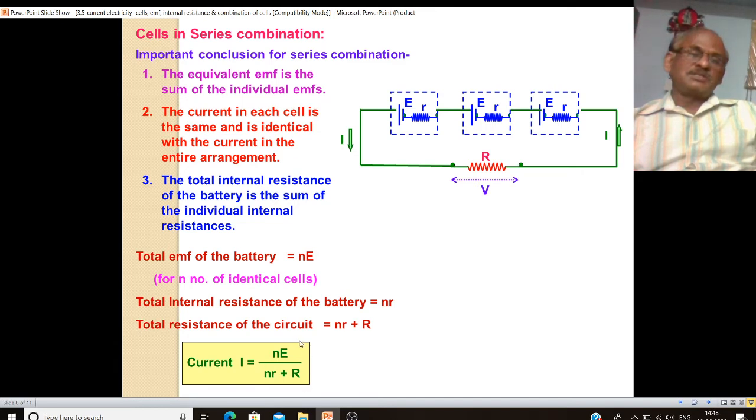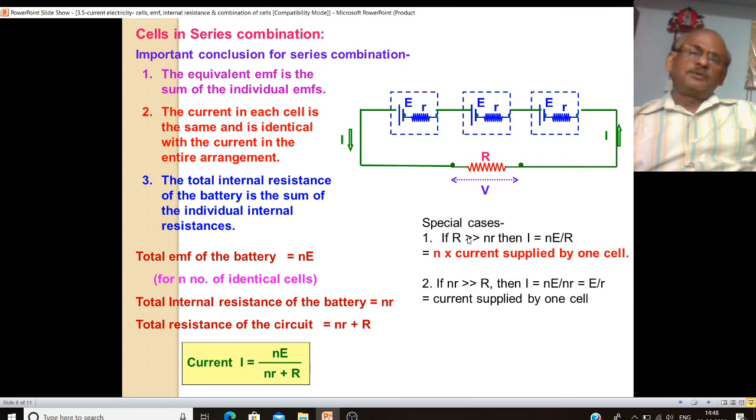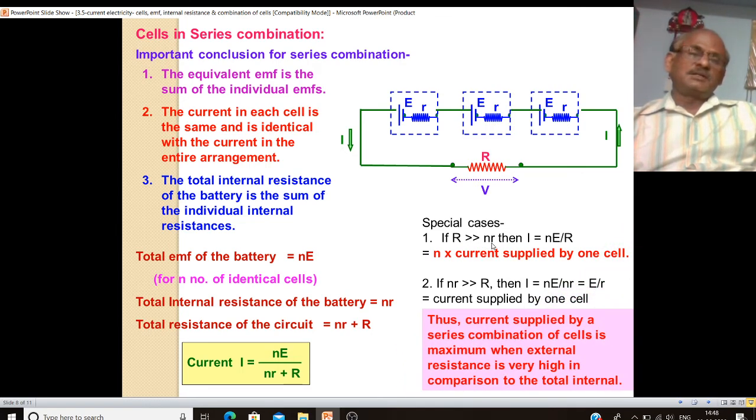Here are some special cases, and from this result come 1 mark questions. What are those? See, the value of current depends on these two. If the sum of these two is more, then the current will be less. But if we compare load resistance and total internal resistance, we will see that if the load resistance is much higher than the total internal resistance, then we can neglect this value nr, then I equal to n into E by R.